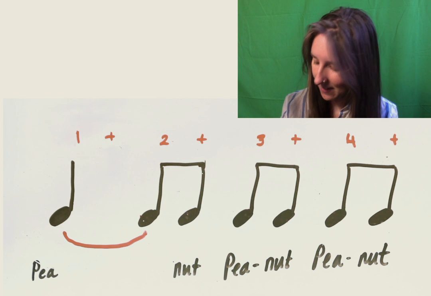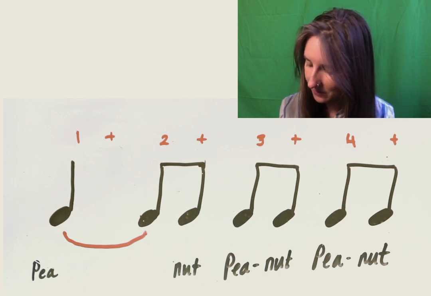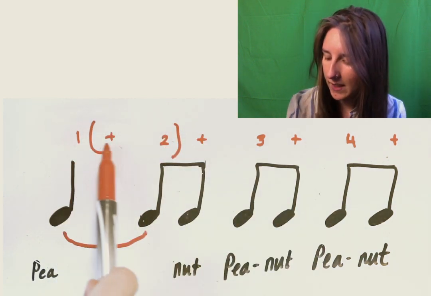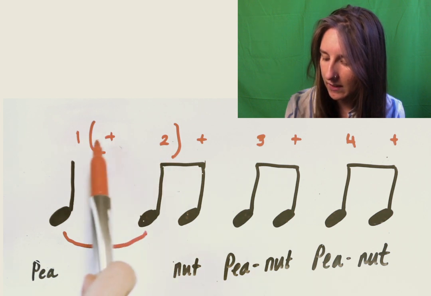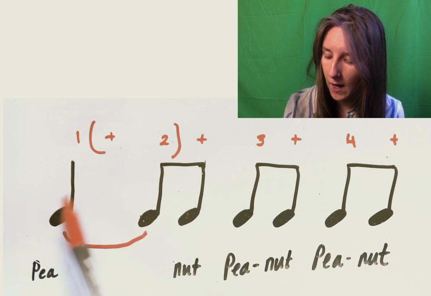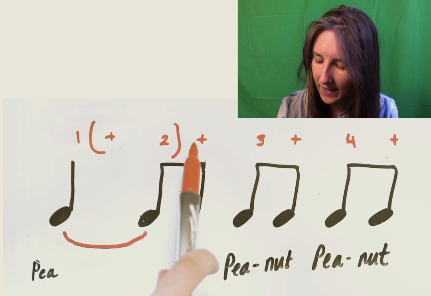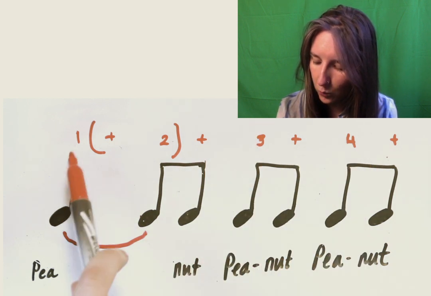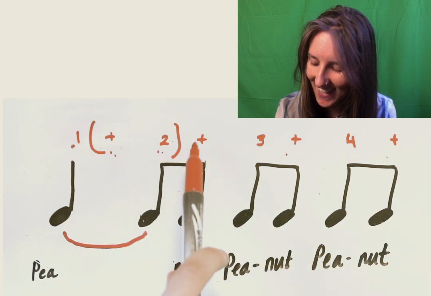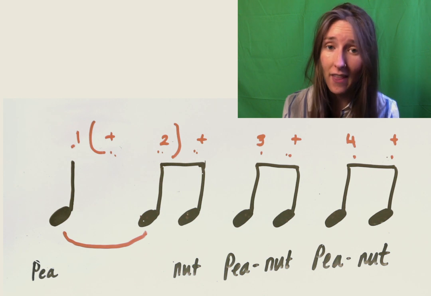And so the way that we can count that, so basically, we're thinking these counts, but we're not going to say them. So it's going to sound like this. 1 and 3 and 4 and 1 and 3 and 4 and 1 and 3 and 4 and 1 and 3 and 4 and. So that is how you count out that rhythm.